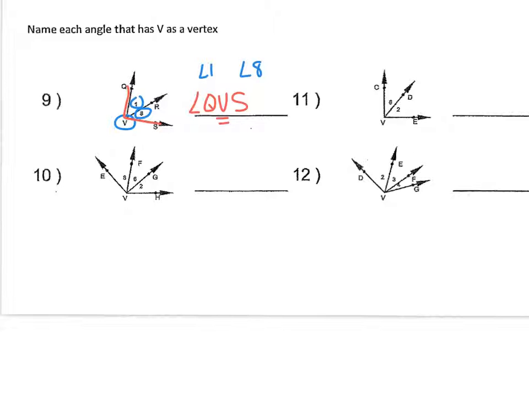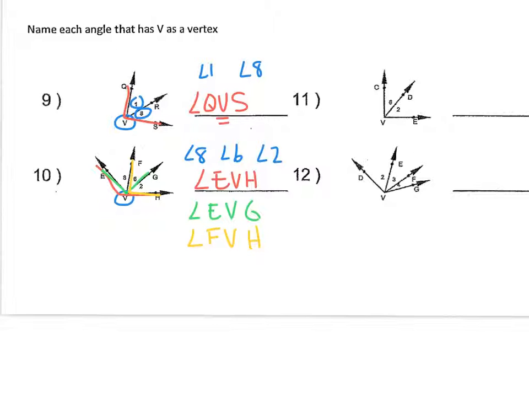All right, if I look at number 10, here's angle V as the vertex. I have angle 8, angle 6, and angle 2. If I trace the big angle, it would be angle EVH. And there are also some smaller ones in here. I could trace these 2 together, which is angle EVG. And I'm going to get a different color. I could trace this angle here, and that's angle FVH. So in this one, there's actually 5 different angles you could make.